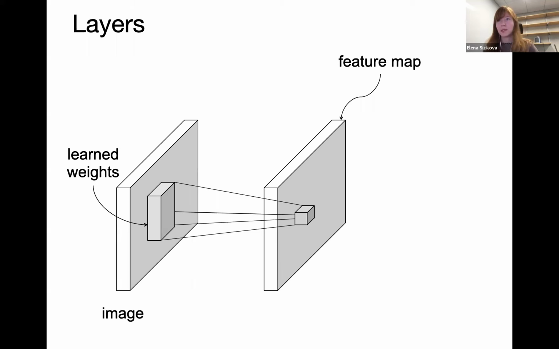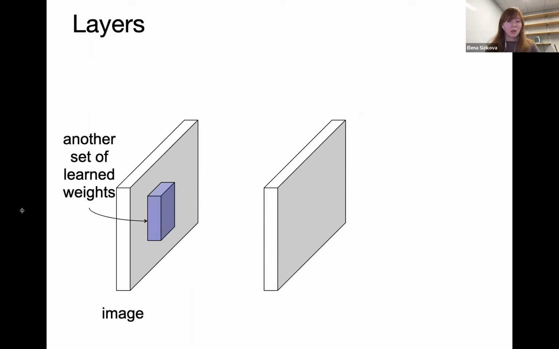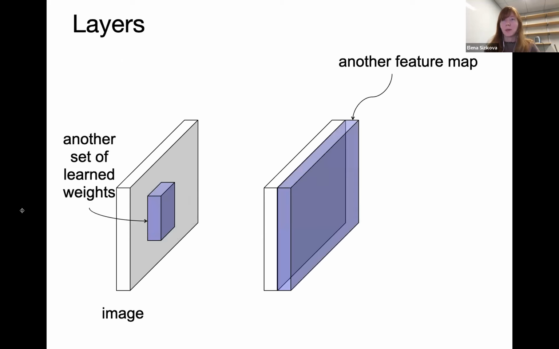After sliding it multiple times, I obtain a feature map. For every position where I have centered my kernel, I obtain a place in my feature map that has a value from the weights. And so what's next? Next I take another set of learned weights, so another kernel, and then get another feature map.